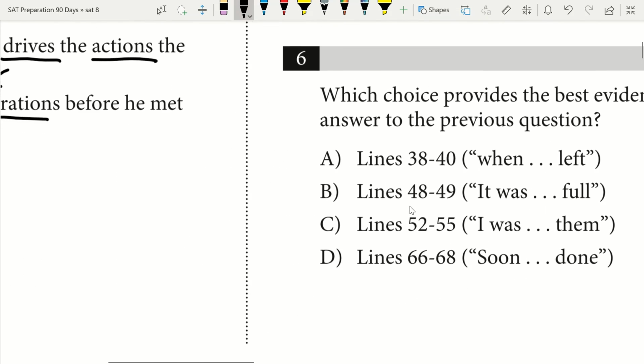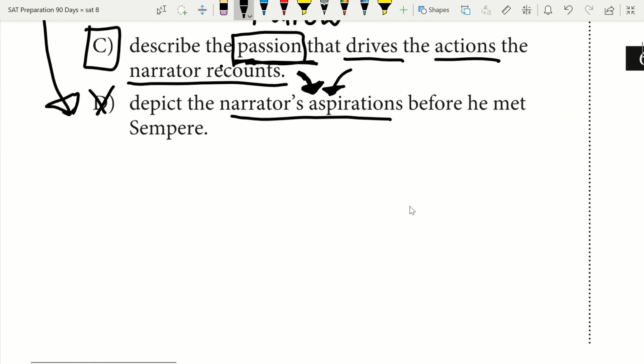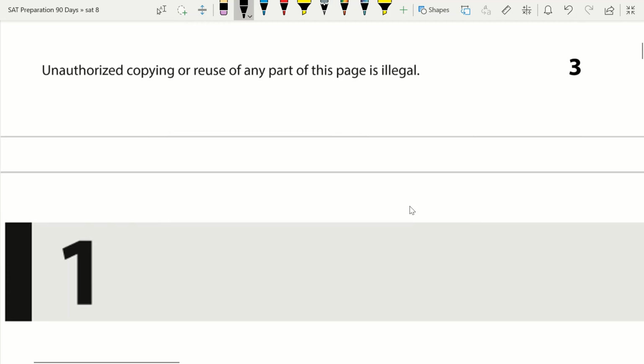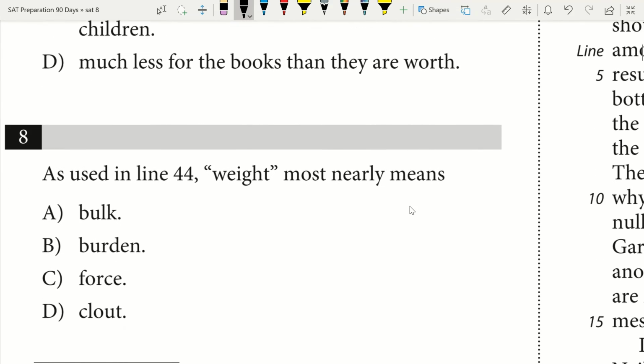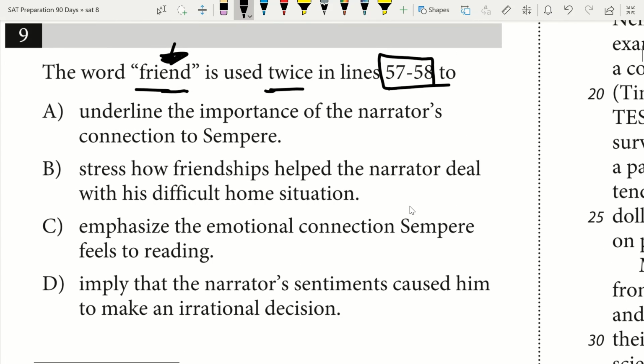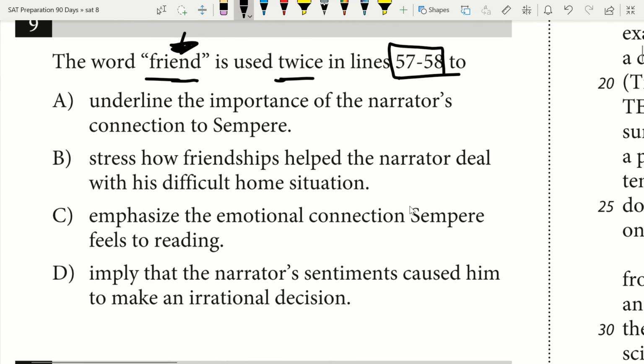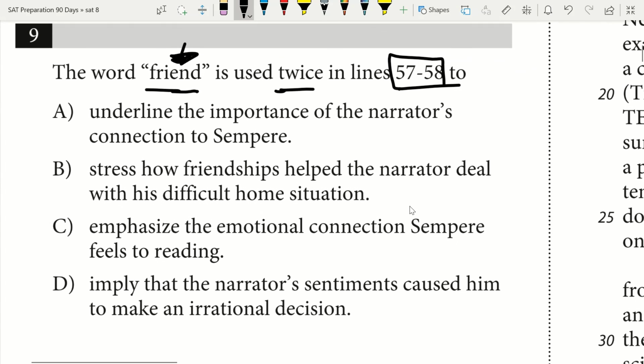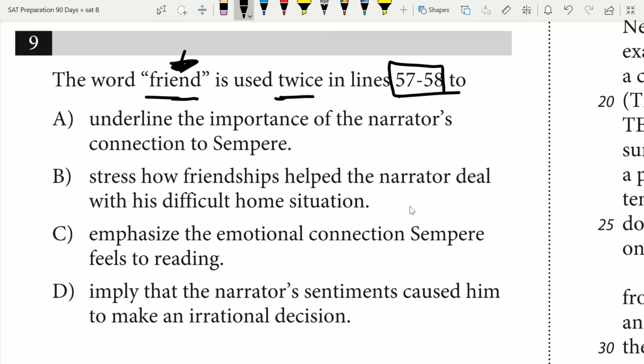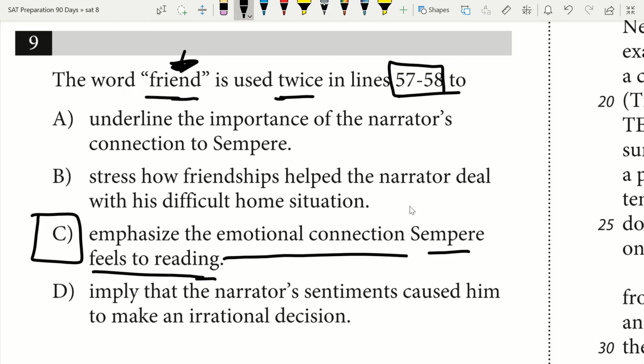Well, it's showing that Sampir is really, really close to this author. Now, Sampir probably has not met this author, because if you know Charles Dickens, you know he's a very, very famous author. So it's unlikely that this bookstore owner is actually friends with him, but he feels like he's friends with him because he has this close connection with reading. So this is really emphasizing the emotional connection that Sampir feels to reading, since he's describing him as a friend, and also saying that he will hopefully be a friend of the narrator. So C is the obvious correct answer here.